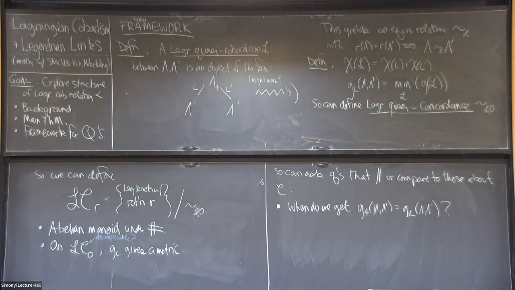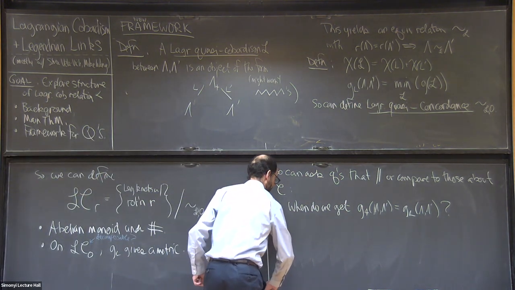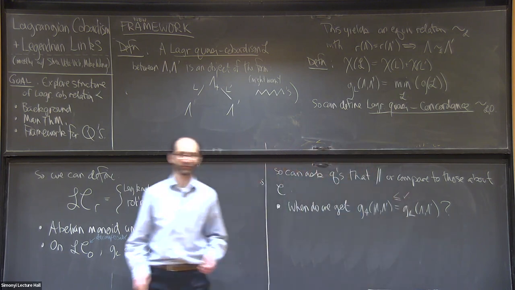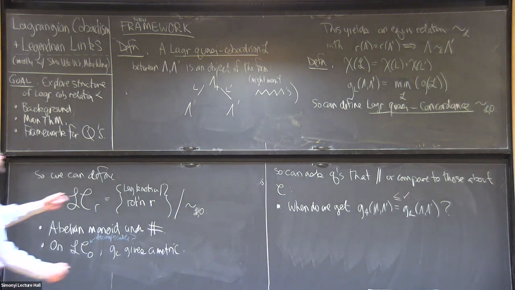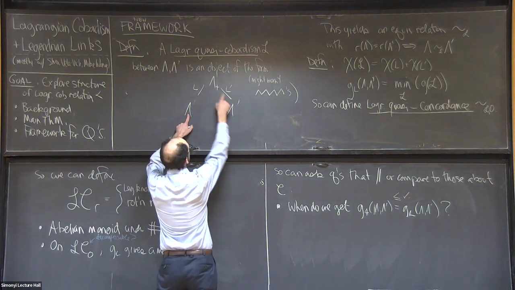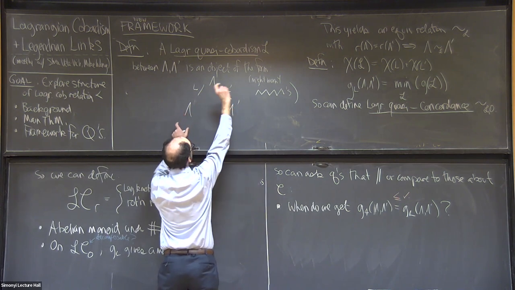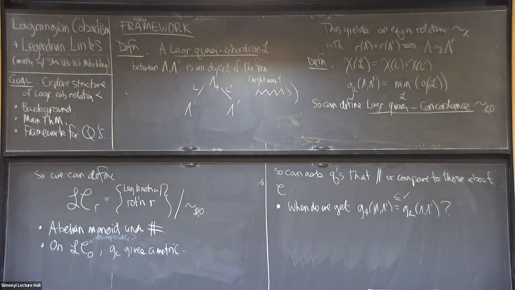Okay. We certainly always get that the Lagrangian four genus has to be bigger, because the Lagrangian is smooth, right? And if you want to get an honest cobordism out of a quasi-cobordism, just take it and smoothly flip this up and then glue it. So every quasi-cobordism gives you a genuine smooth cobordism.